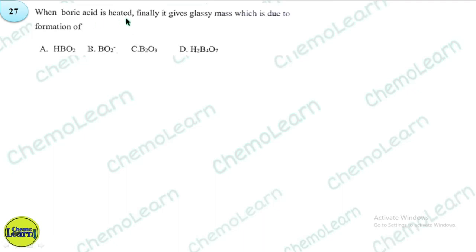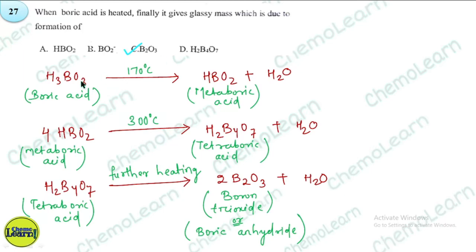When boric acid is heated, it finally gives a glassy mass, which is due to the formation of what? HBO2, BO2 minus, B2O3 or H2B4O7. When boric acid is heated up to 170 degrees centigrade, it forms metaboric acid, and upon heating up to 300 degrees Celsius, it forms tetraboric acid. Further heating produces boron trioxide or boric anhydride, B2O3, and it is the reason for the formation of the glassy mass. So B2O3 will be the correct option.